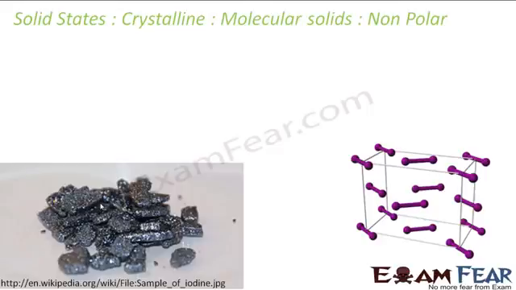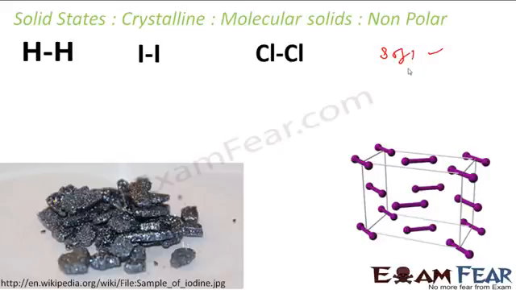As I told, molecular solids are nothing but solids composed of molecules held together by van der Waals forces, right? And there are different types of molecular solid. The first one is non-polar molecular solid. A good example is hydrogen, iodine and chlorine. They are non-polar because they are the same element, so there is no chance of electronegativity difference between them. They are held together by a weak dispersion force or London force. So they are soft, right? They are non-conductors of electricity.